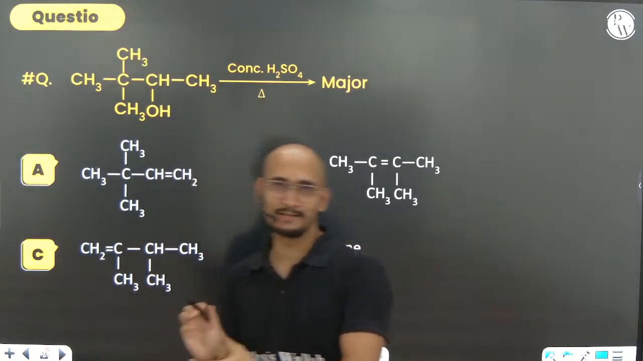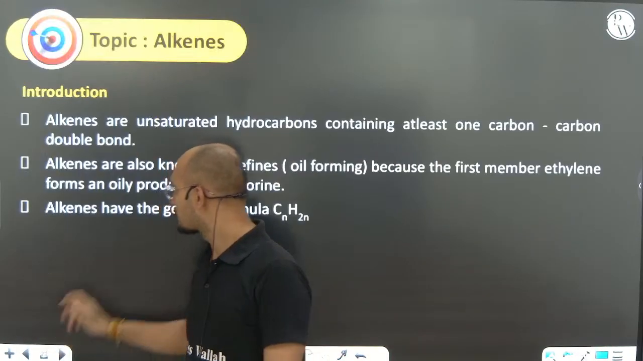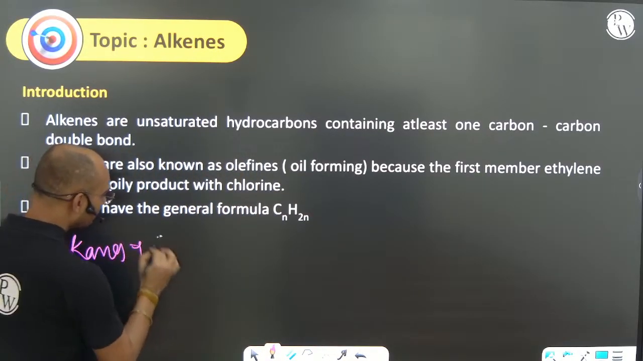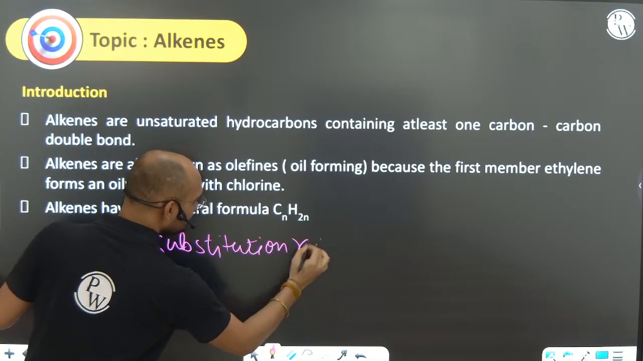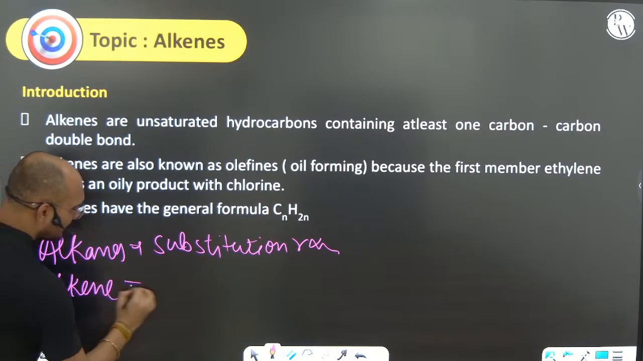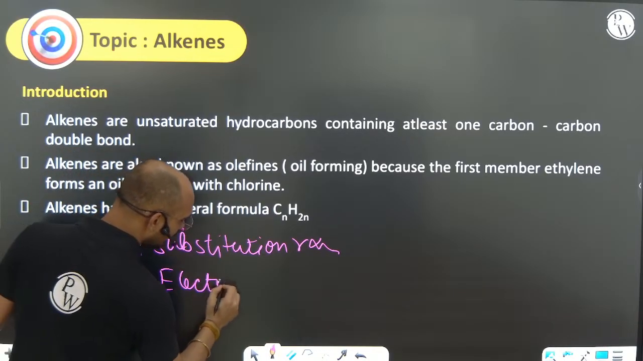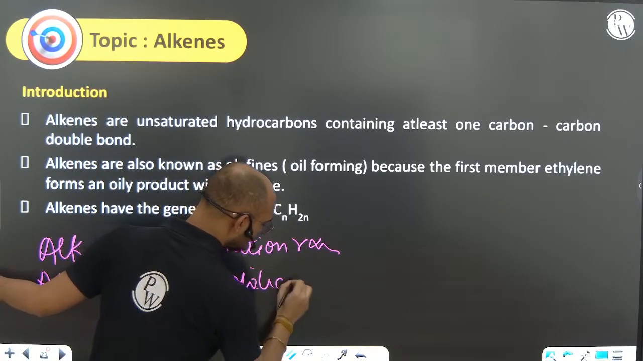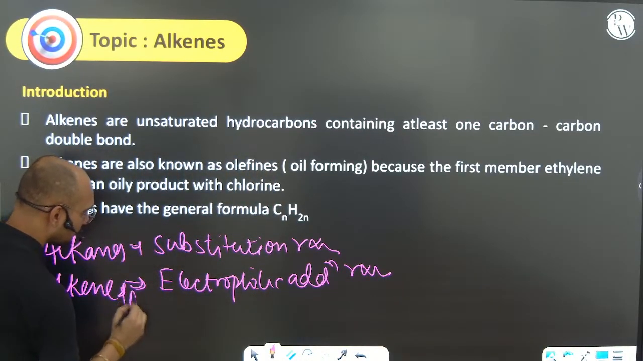Chalo, be faster because there is the whole aromatic part and this part is also there. So how to make it and what are the different types of reaction? Always remember that alkanes give substitution reaction. While what about alkene? Alkene will give the electrophilic addition reaction.